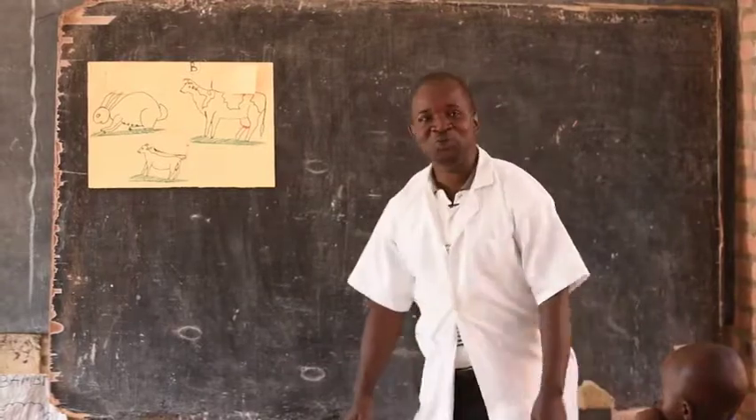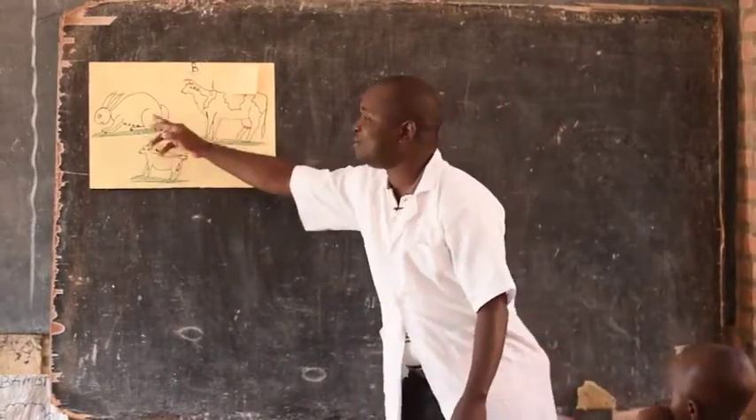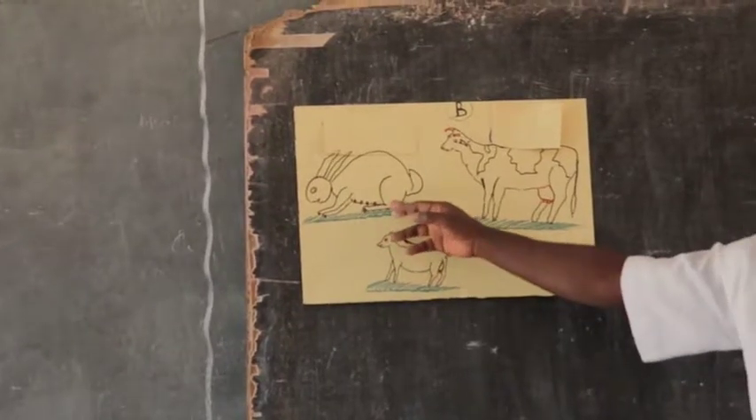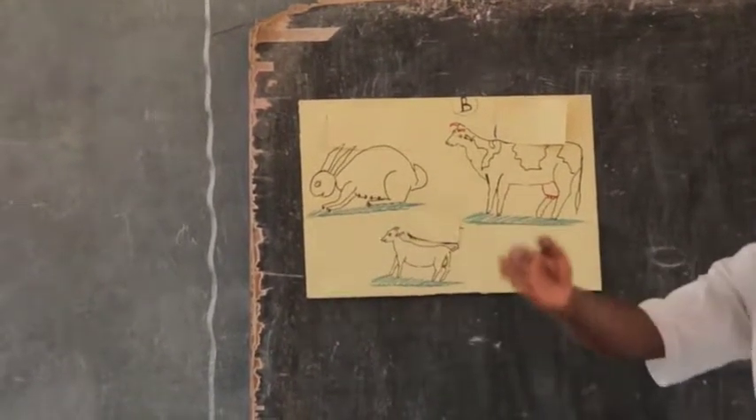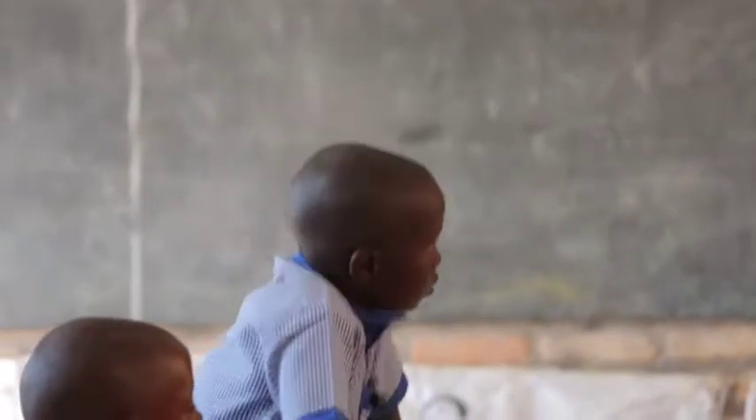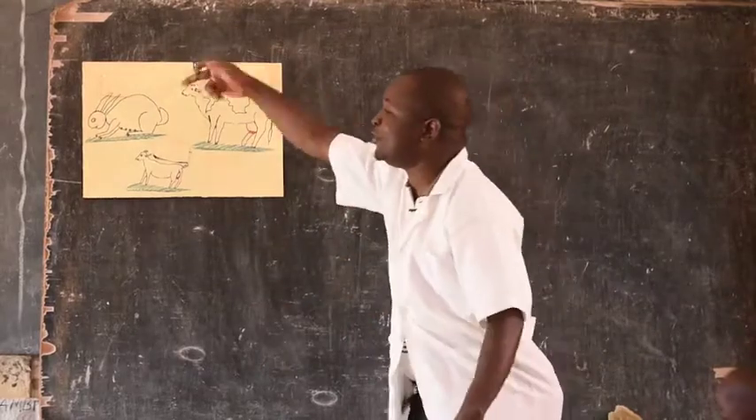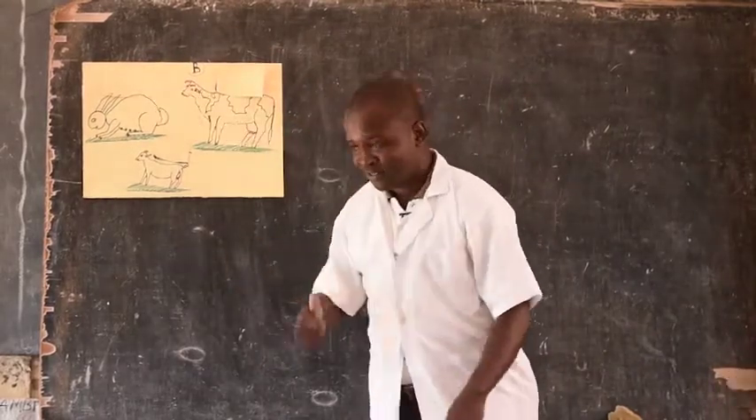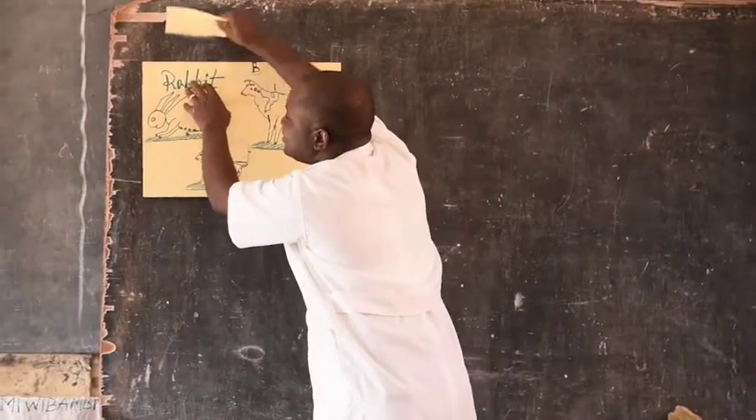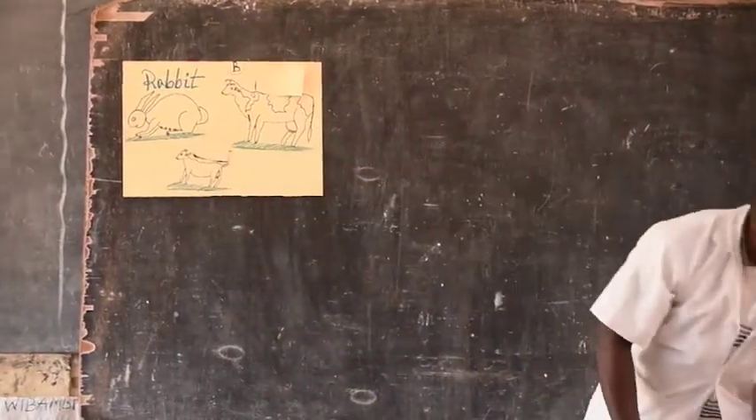Okay. I want you to name this animal. Who can tell us the name of this animal? Horror, tell us. What is this? Rabbit. You repeat all of them. Rabbit. Good. As Horror have just said, this is a rabbit.